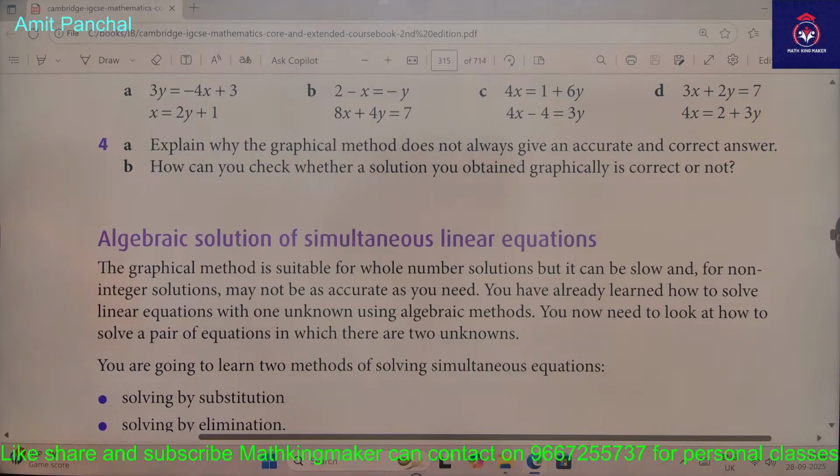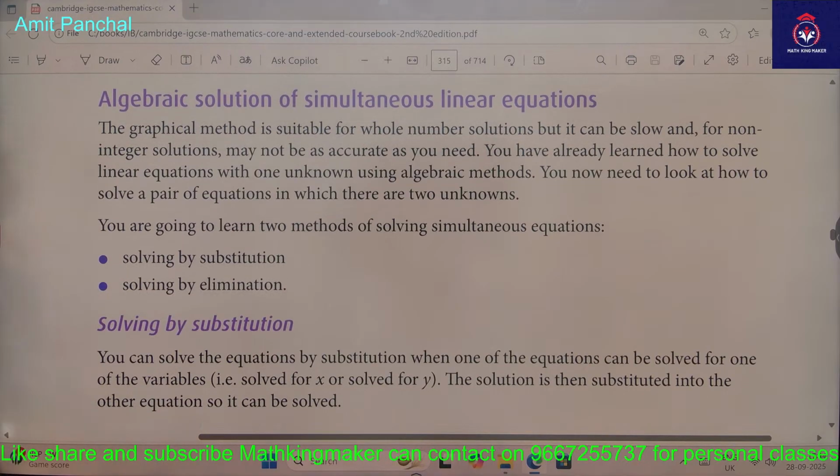That's something that I was hoping we'd do. So this is solving by substitution and solving by elimination. Do you know what is solving by substitution?